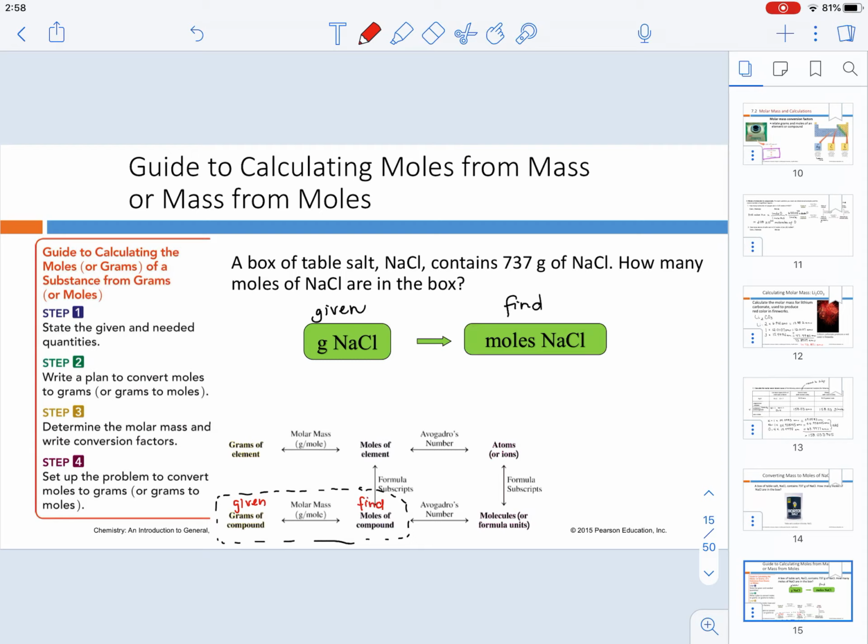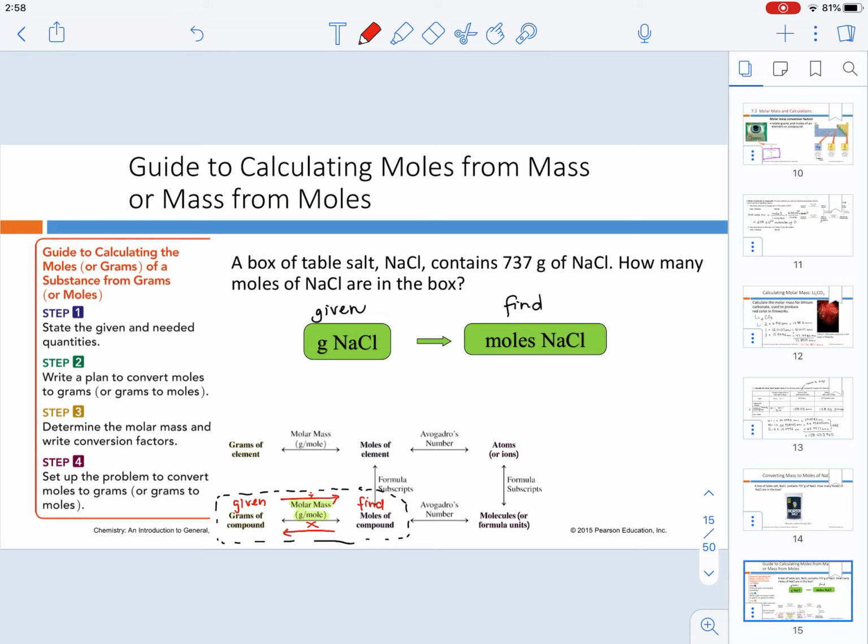So for this problem, because we're going from grams to moles, we're going in this direction. We're going to be dividing by the molar mass, which is our conversion factor. And as you can see, I'm highlighting it in green. So that's our conversion factor. If we are given moles of compound and go to grams of compound, then we're going to be multiplying by that molar mass.